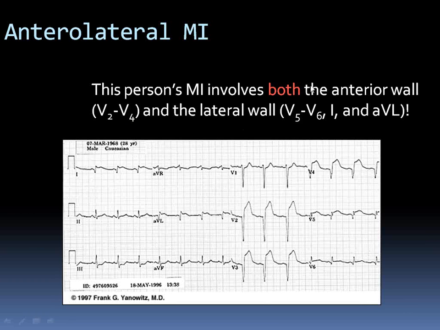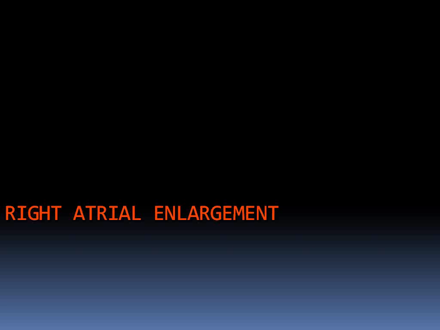So this guy's MI involves the anterior and the lateral wall both. Anterior leads are V1 to V4. Lateral leads are V5, V6, 1 and AVL. You guys have to remember this, okay? V5, V6, 1 and AVL are lateral leads, 2, 3, AVF are inferior leads, and V1 to V4 are anterior leads. Okay.